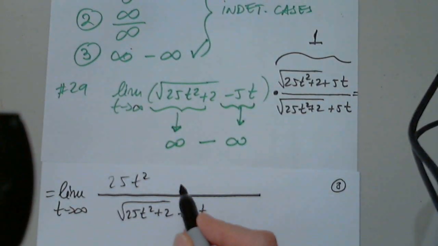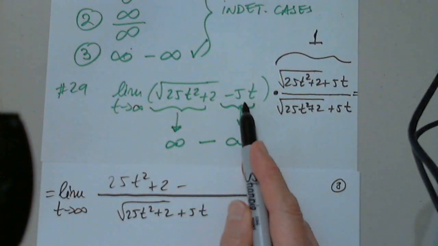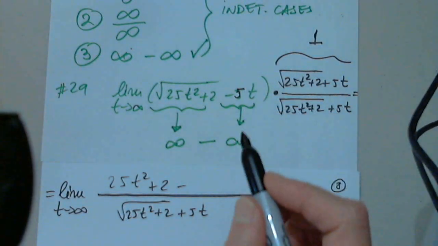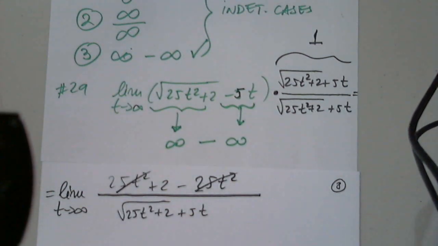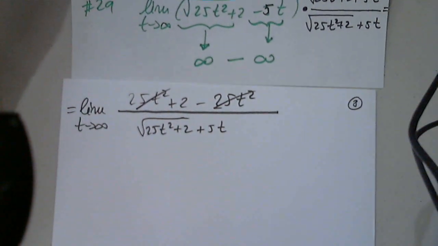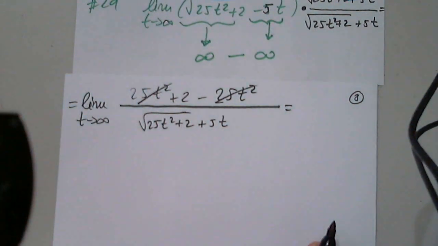25t squared plus 2 minus 9t squared. Please, is that correct? Is that a 5? Yes. Okay, sorry. So that would be minus 25t squared. Excellent. Of course, these two go away, luckily. Okay, am I still centered?